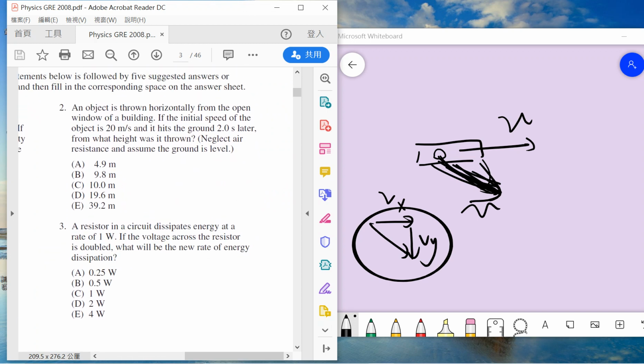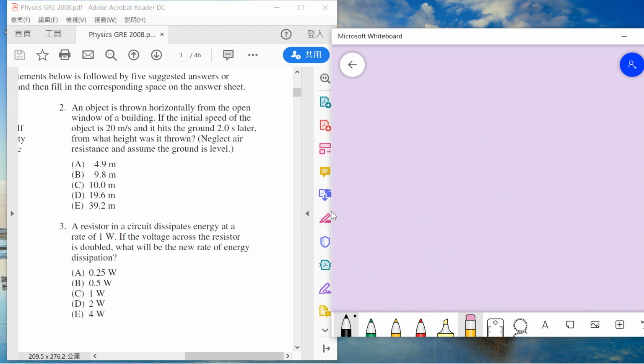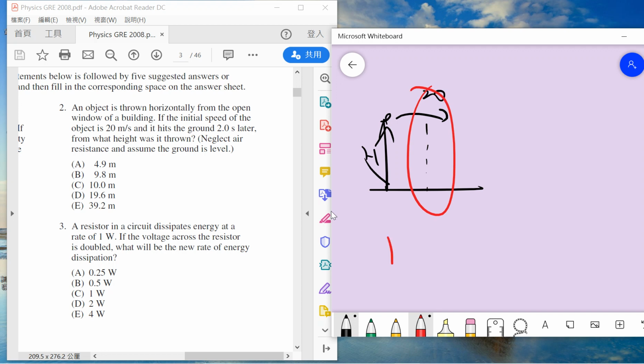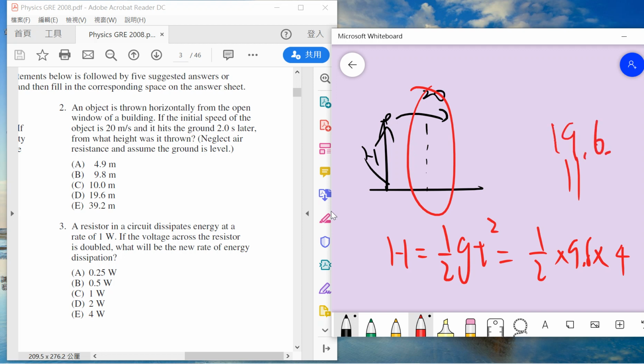Okay, two: an object is thrown horizontally from an open window of a building. If the initial speed is 20 meters per second, and it hits the ground 2 seconds later, what is the height? Horizontally, you throw 20, but you only care about the equation of motion in the y direction. So h just equals half gt squared. So it's 9.8 times 4, which is 19.6 meters. We don't care about the horizontal part because we only care about the equation of motion in the y direction.